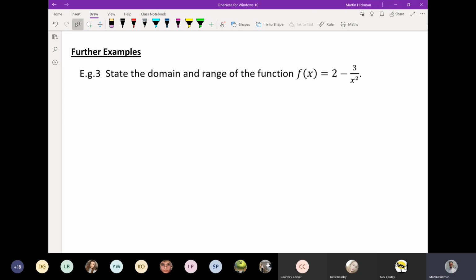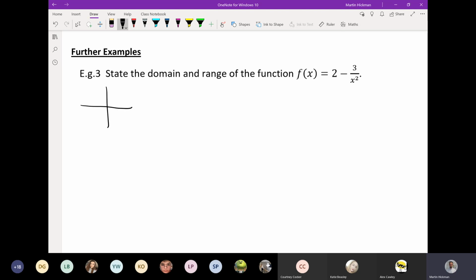So the first question, state the domain and range of the function f of x equals 2 minus 3 over x squared. Now, what's going to be helpful to do first is to sketch this function. And I know it might be a little bit tricky to sketch this, so I'm going to sketch this in a few stages, just so you can see how it's going to look. So I'm going to draw 2 sketches, and then I'll show you the final one.